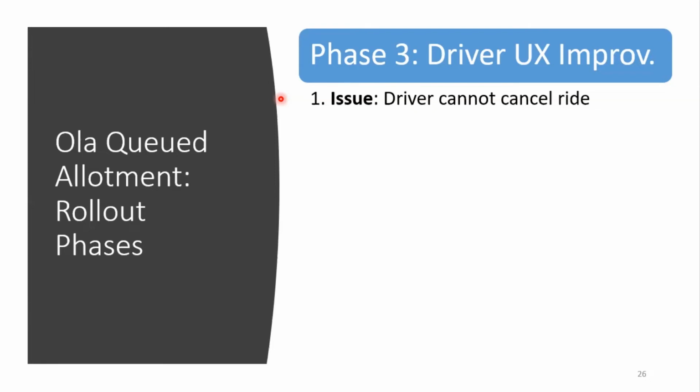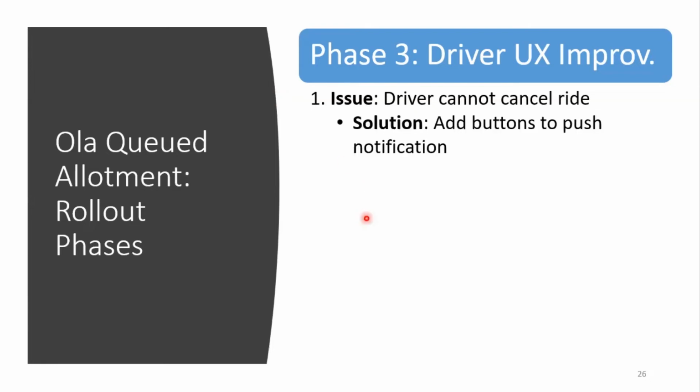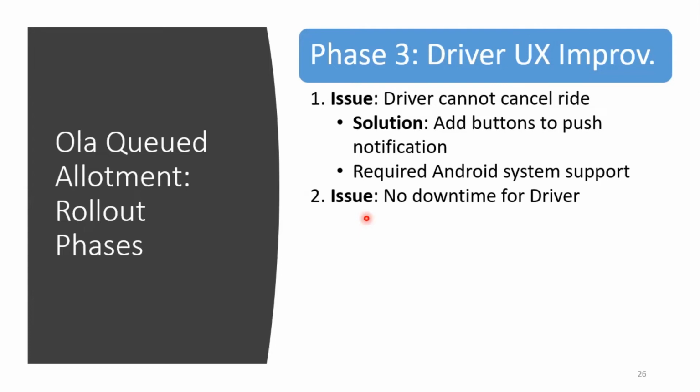And you can't cancel it, right? So one thing we tried to do was add buttons to the push notification that says accept or deny. This required better Android system support that came in later. Now, this is another instance of the insights that you can gain by talking to the customers.